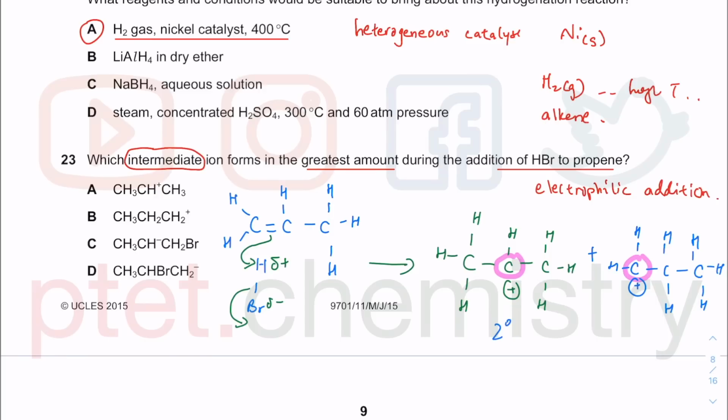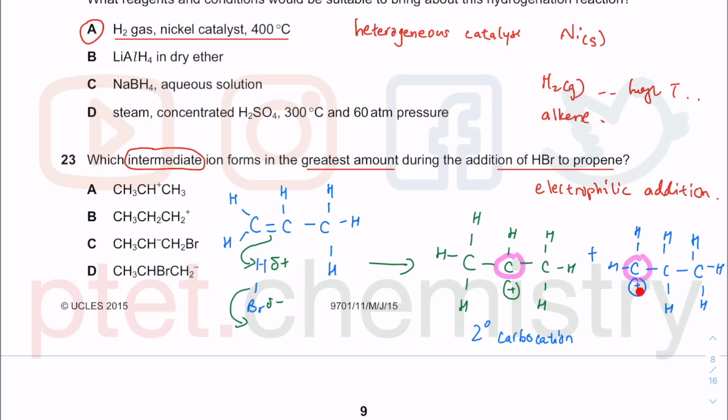This is what you call a secondary carbocation. This is about stability of carbocation intermediate. As stated in the syllabus, candidates should be able to explain the stability of carbocation in terms of the inductive electron donating effect. So this is an alkyl electron donating group. This is an alkyl electron donating group. Secondary carbocation, 2 alkyl electron donating groups to stabilize the carbocation.